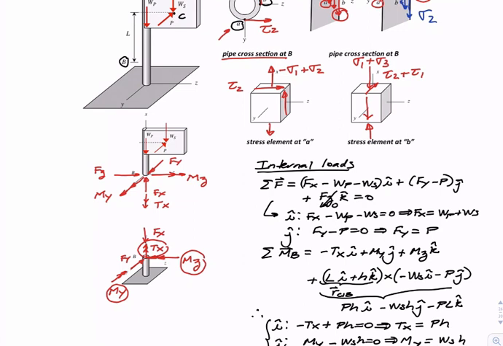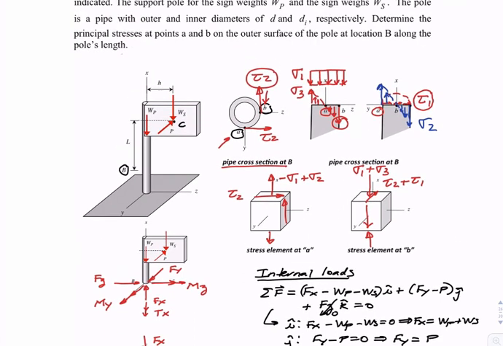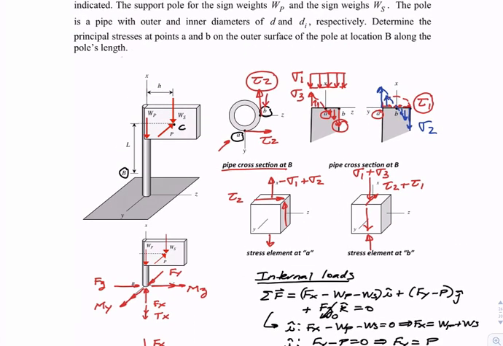So the key part, I feel, is always this right here. Can we draw in our stress distributions? If we can do that, drawing in the stress components on our stress element is relatively easy to do. Just look up at the picture and put it in there as shown.